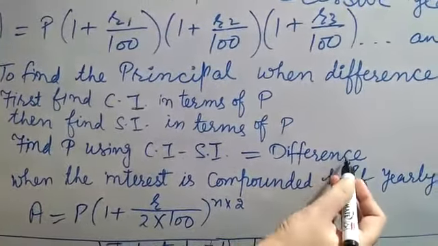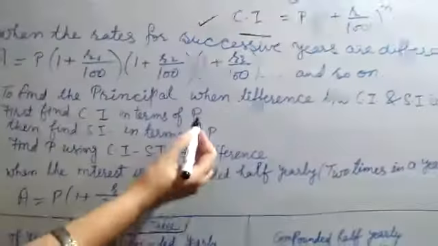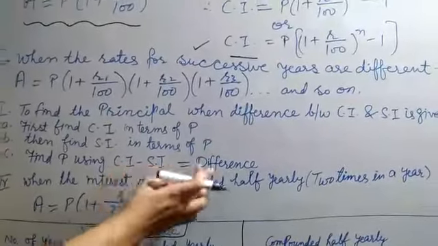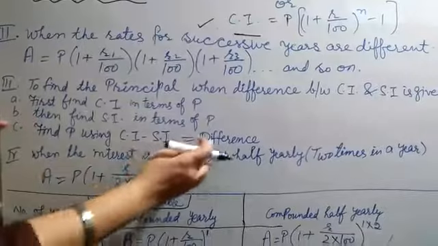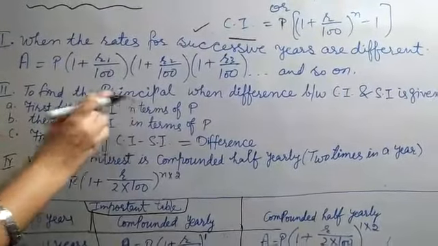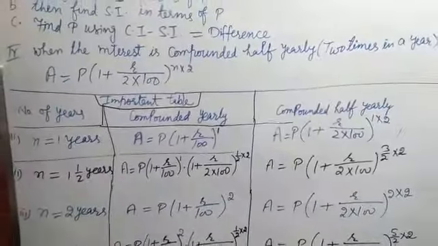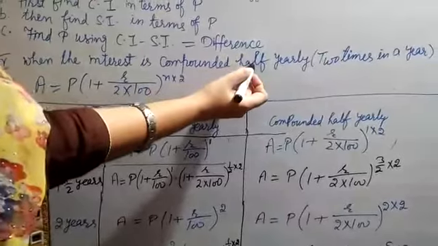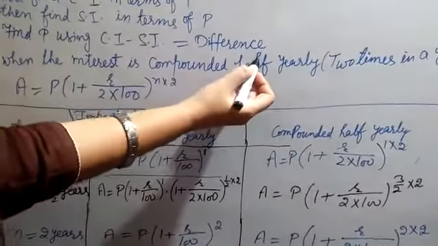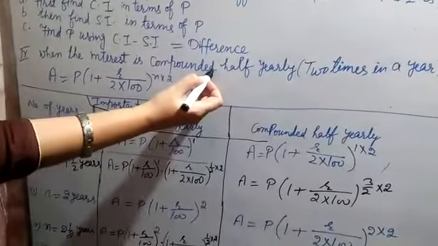The difference is given to you in the statement. Feed that value here. These two you have found in these two steps. Feed their values and solving this linear equation you will get the principal that is required. Next to this, we have when the interest is compounded half yearly. My dear students, when the interest is compounded yearly, it means we are getting the interest once in a year.